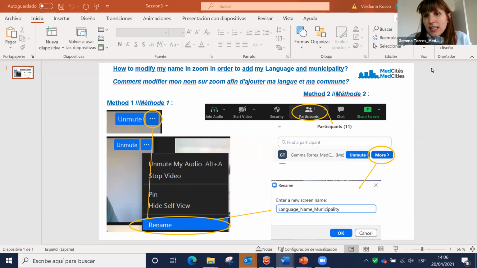During this session, as I was saying, participants will be divided into subgroups according to their language, French or English. This is the reason why it's very important to rename yourself. You can do so by following the instructions on the screen. Also, because it's a very interactive session, we encourage you to turn your camera on so that we can all see each other.